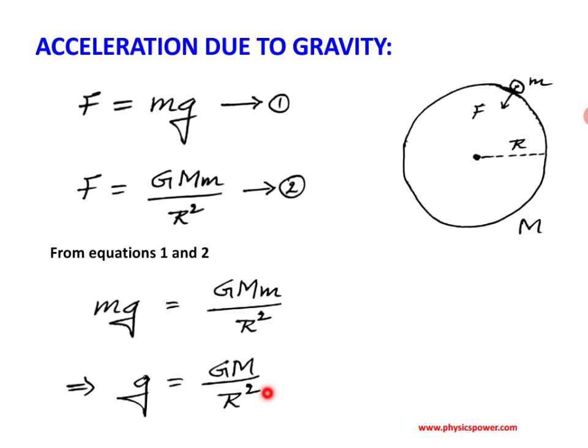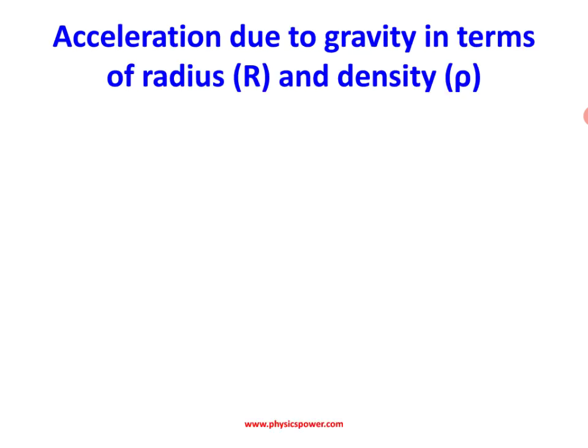So for a planet, if the mass is very high, then acceleration due to gravity will be high. If the size of the planet is high, that means acceleration due to gravity will be less. So these are the factors: mass and radius, or in general the size of the planet, affect the acceleration due to gravity. Now further, acceleration due to gravity in terms of radius and density.